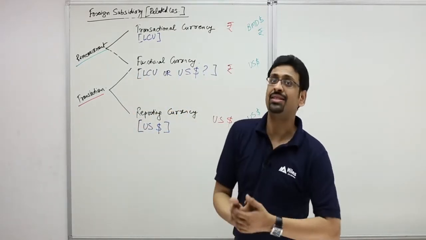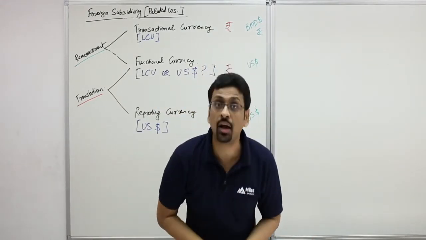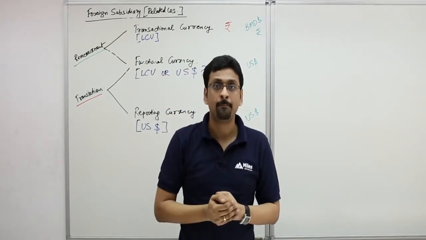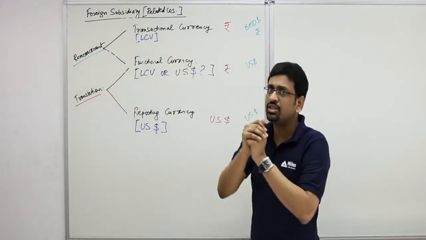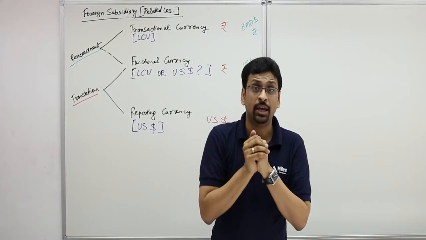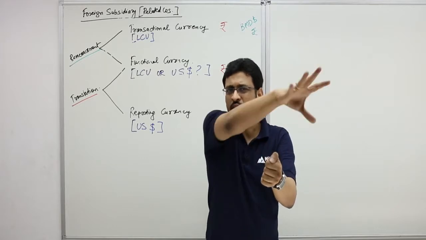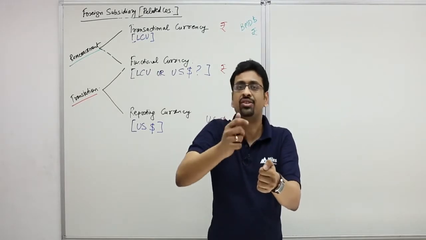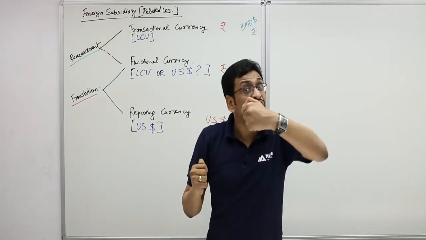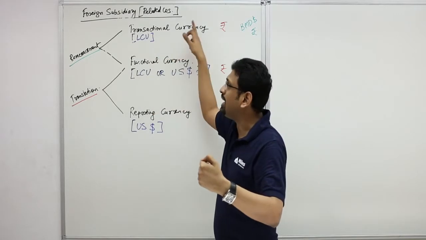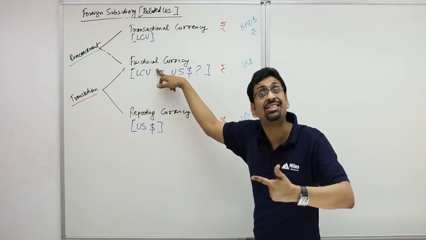Let's say the Indian subsidiary of Ford Motors has a sales office in Sri Lanka, a subsidiary in Sri Lanka. Now the transaction currency for the Sri Lankan subsidiary is going to be Sri Lankan rupee. But the Sri Lankan subsidiary doesn't do anything. They just take the cars from India, sell it off there at whatever the exchange rate is between the Indian rupee and the Sri Lankan rupee. So when we are looking at the Sri Lankan subsidiary, the transactional currency is Sri Lankan rupee. The functional currency is Indian rupee.